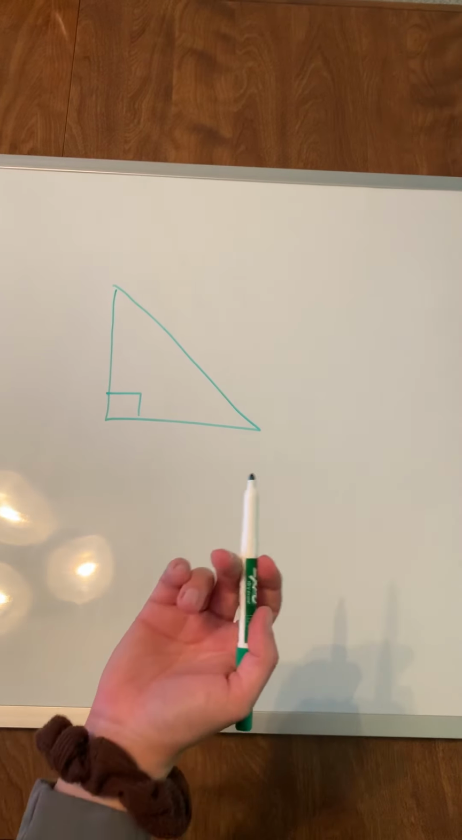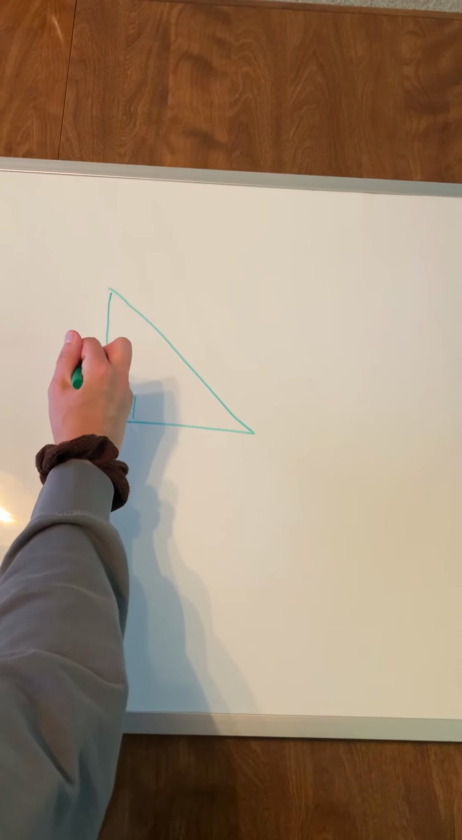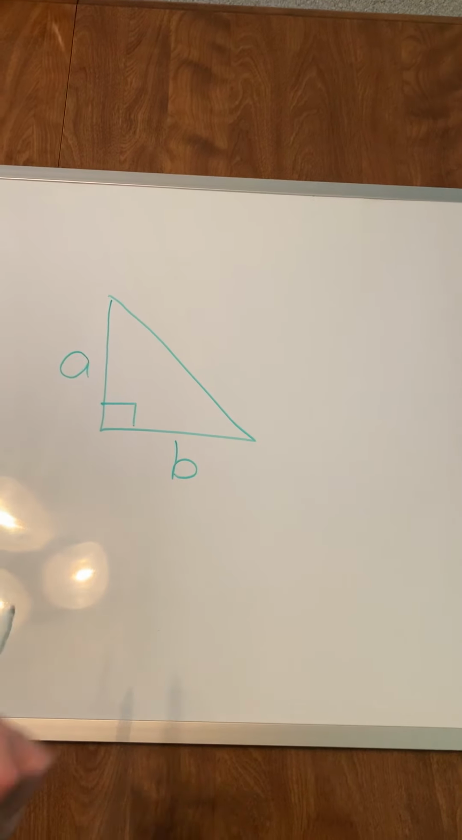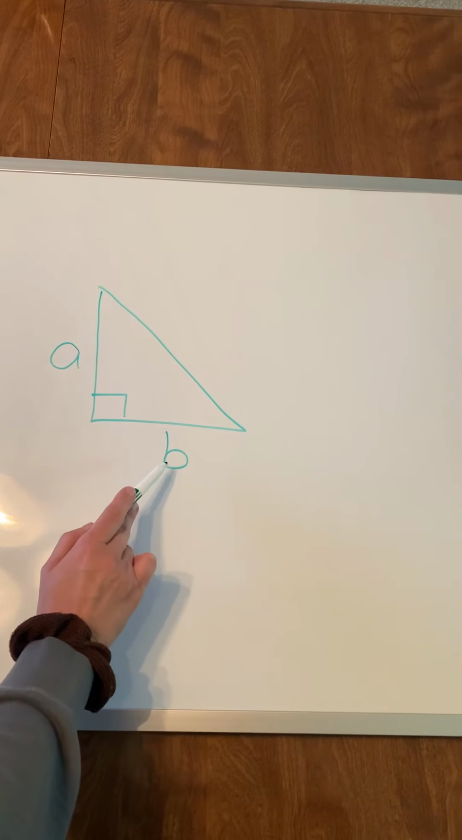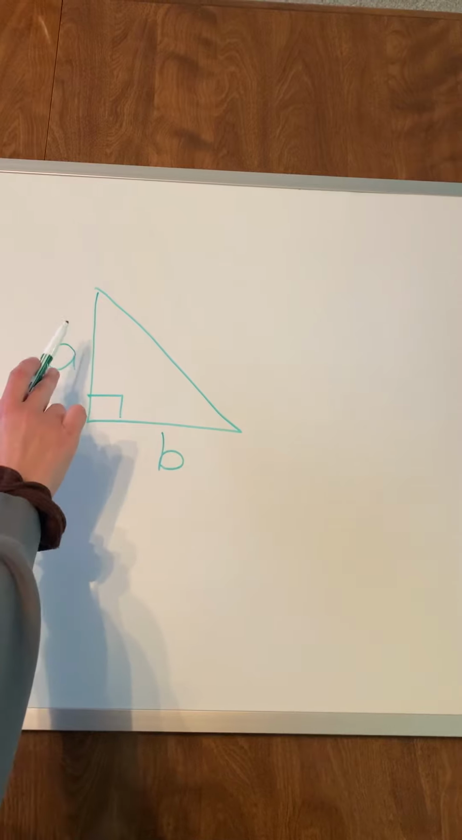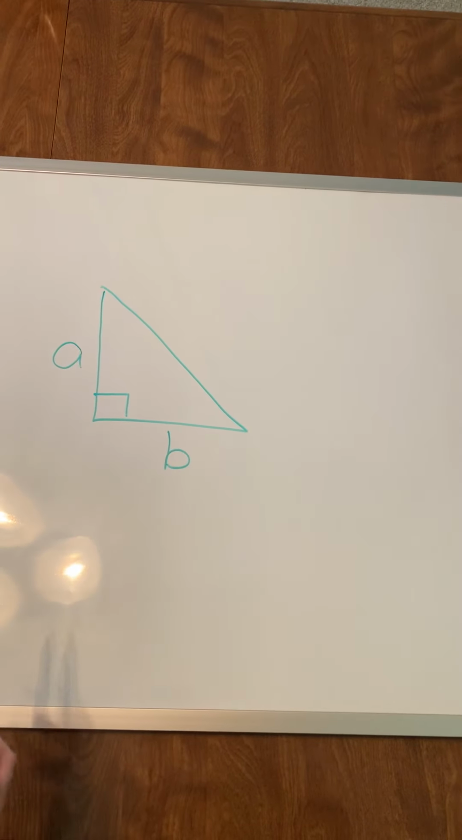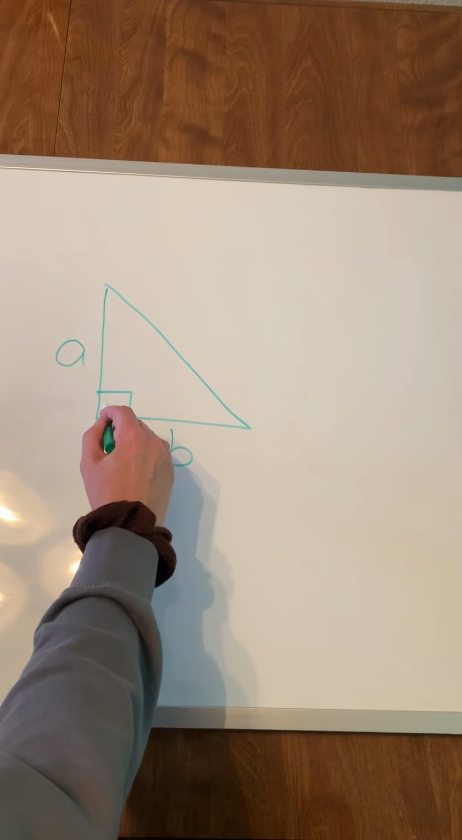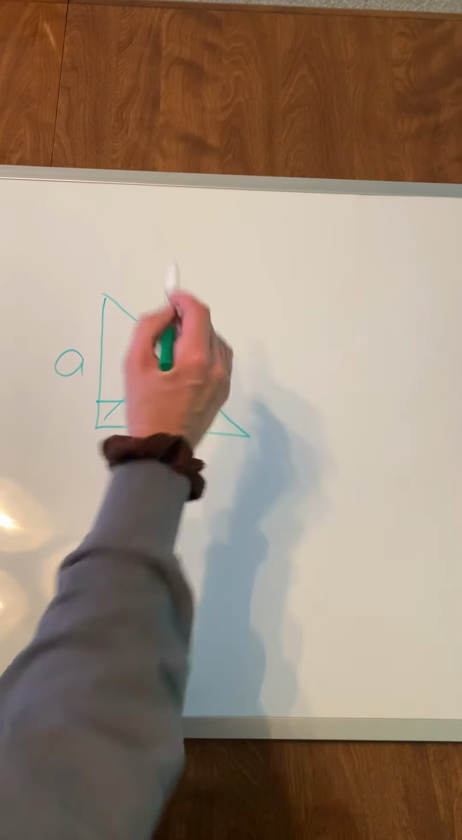Now we're going to label the sides of the right triangle. We're going to label them A, B, and C. A and B do not matter. So I labeled this one A, this one B, but it could be vice versa. We could make this B, this A. The only side that does matter is directly across from the right angle.